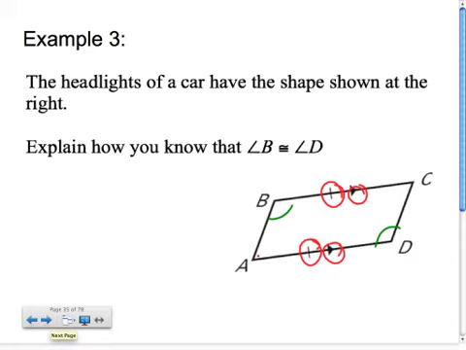Very simply, we know that ABCD is a parallelogram because there's one set of opposite sides that are parallel and congruent. Once we know it's a parallelogram, then one of the properties that we know says that opposite angles are congruent. So angle B and angle D would have to be congruent here. All right.